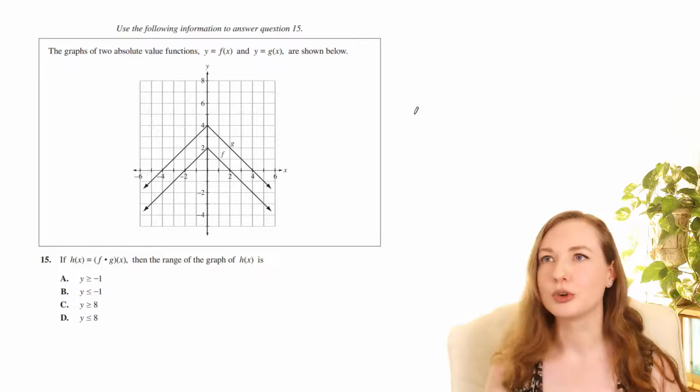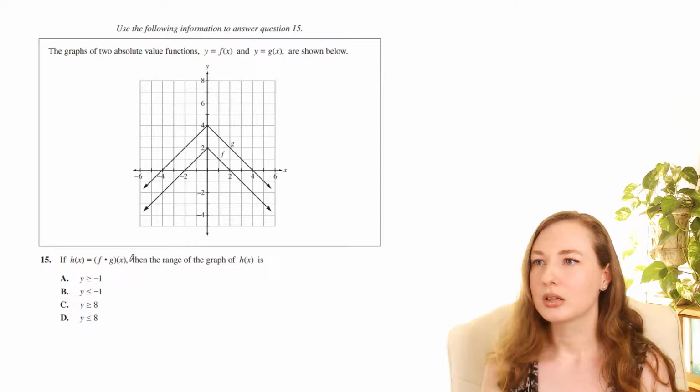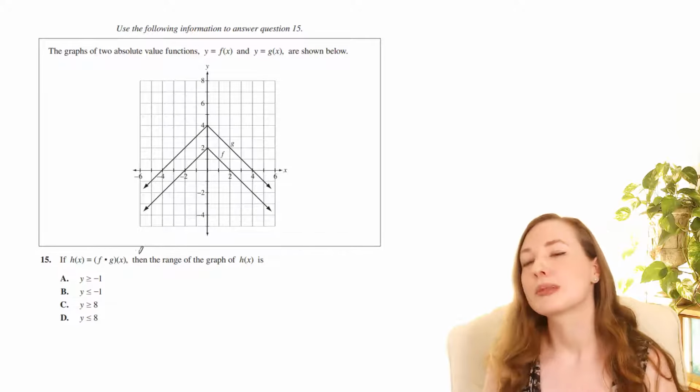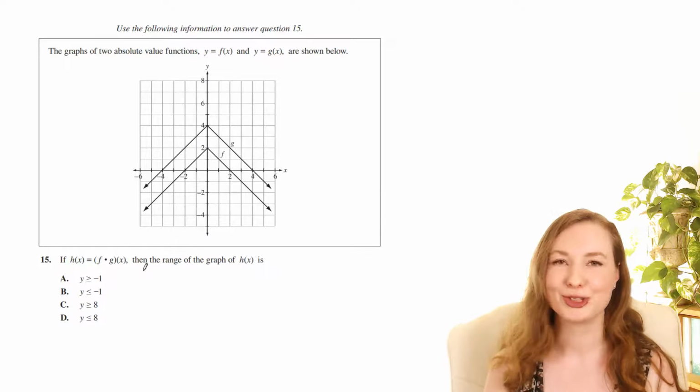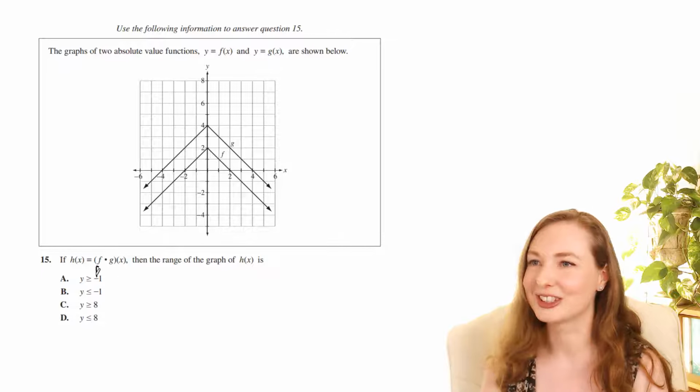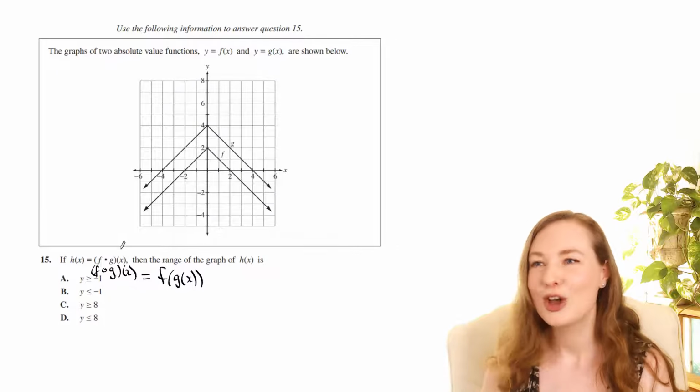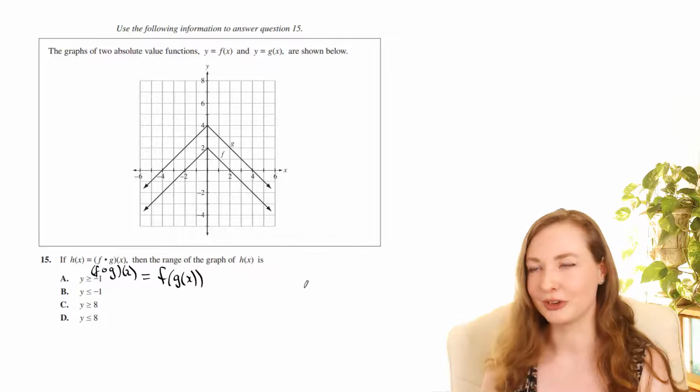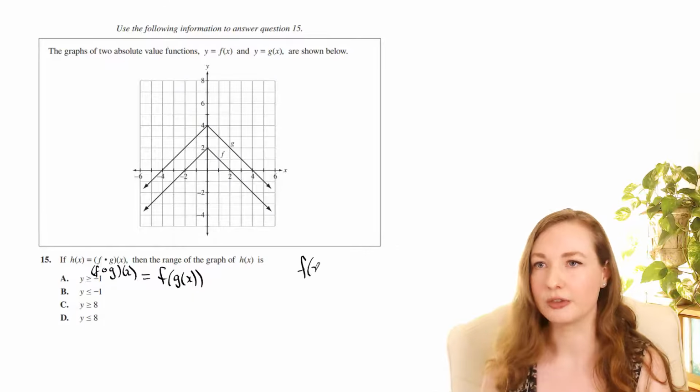Alright, so first of all, let's work out what it's saying here. Now, I was initially really confused by this question because I thought it was saying f of g of x. So f of, like that. But what it's actually saying is f times g of x. So that's just another way of saying f of x times g of x.